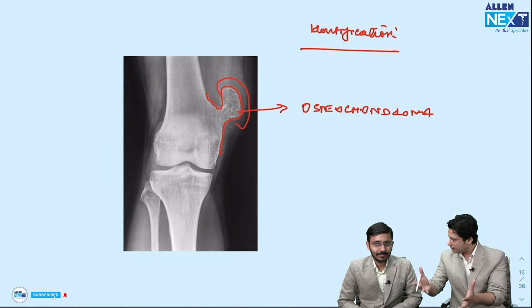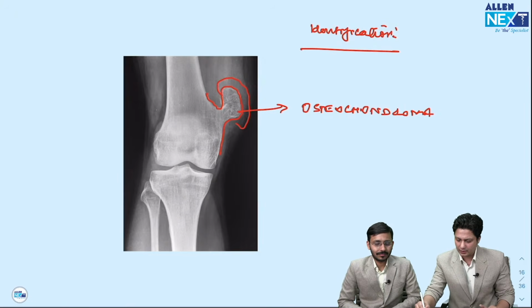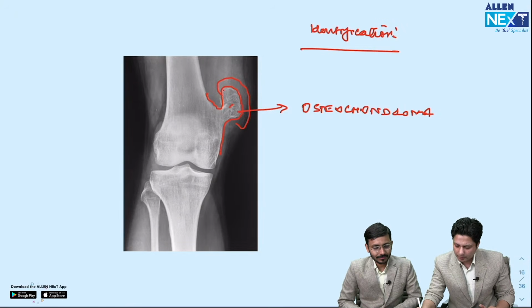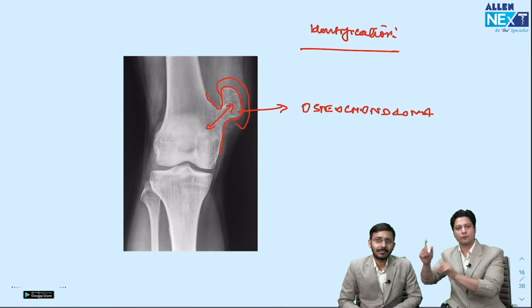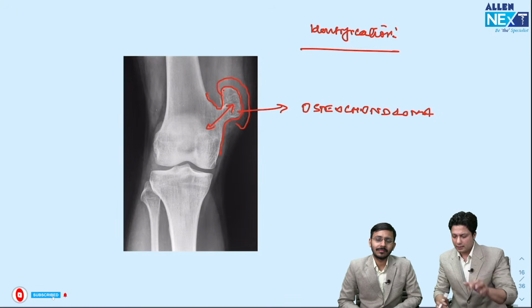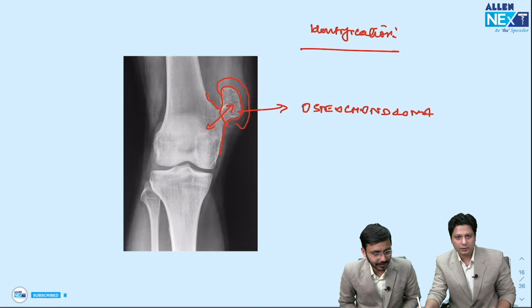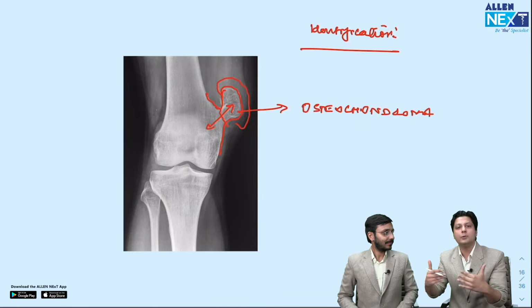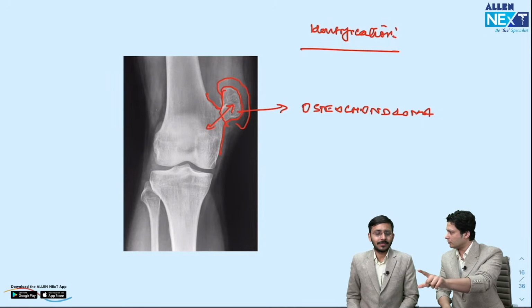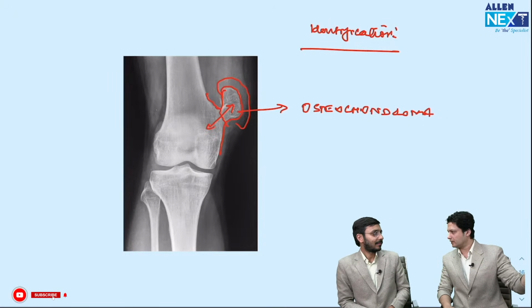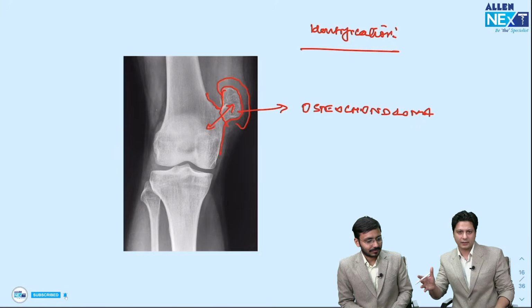Point number 1 is identification, which is very simple. And point number 2 is that the medullary canal of the parent bone and that of the osteochondroma are one. There is no break in between the two. There will be a cortical continuity in between the two. If there is a break, then it is not osteochondroma, it is any other lesion. So these are the 2 facts that you need to remember.